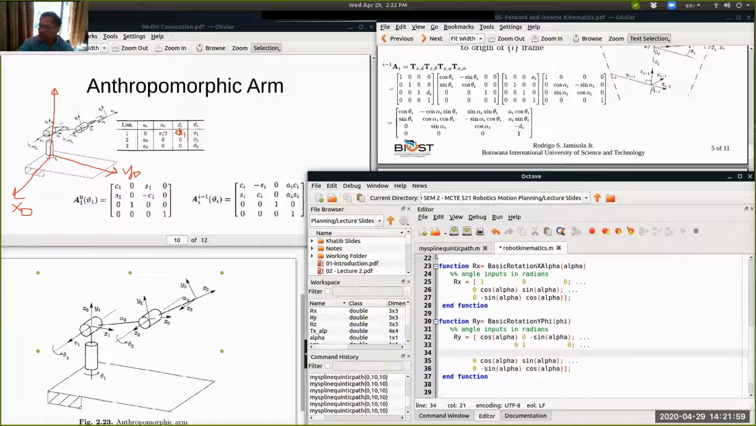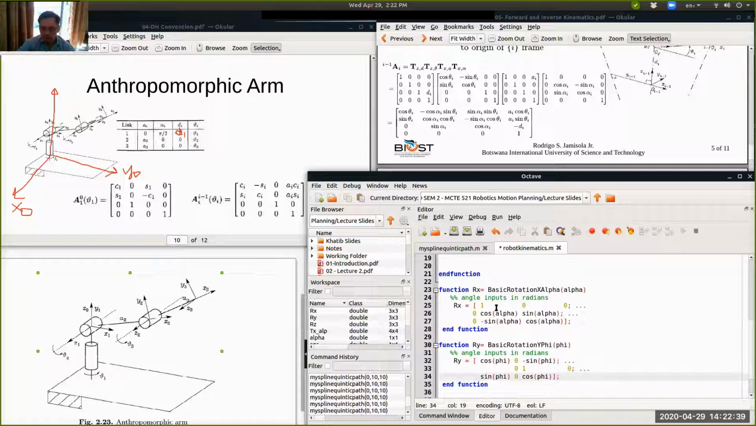I think you don't need to do that. Let me check. We need to end the row. So this is positive, and then here will be 0, and here cosine. Yeah, that's okay. Hold on. Okay, so this is correct now, and then rotation Y. This is phi. And that is alpha.